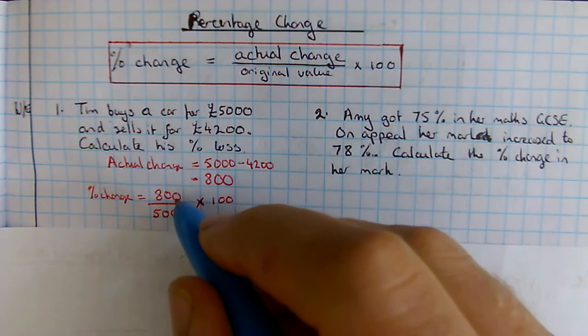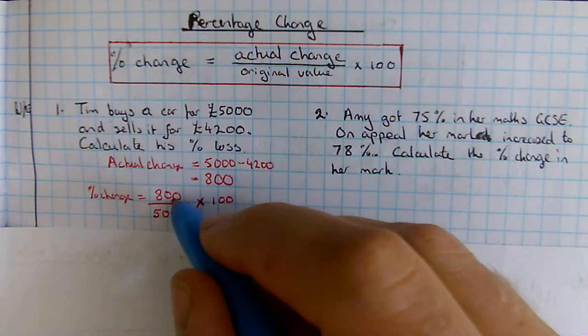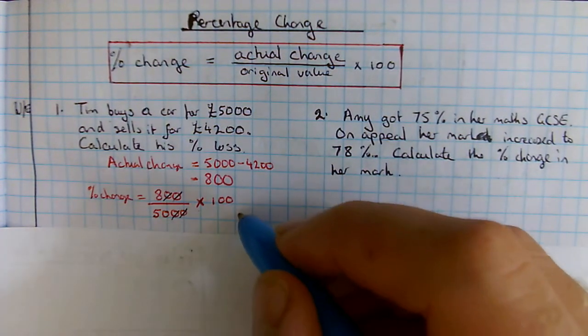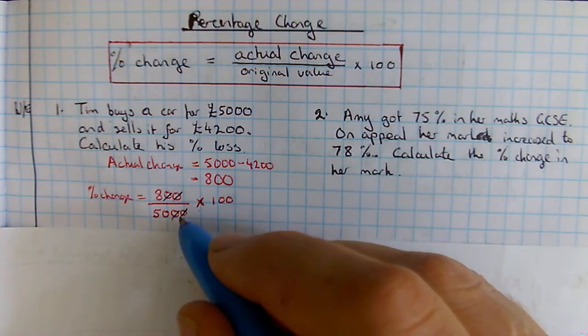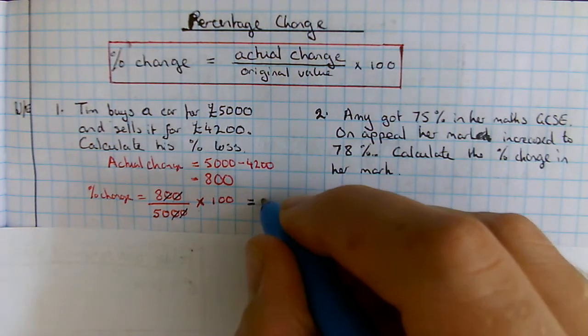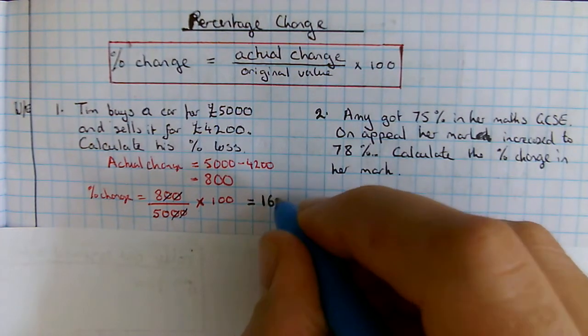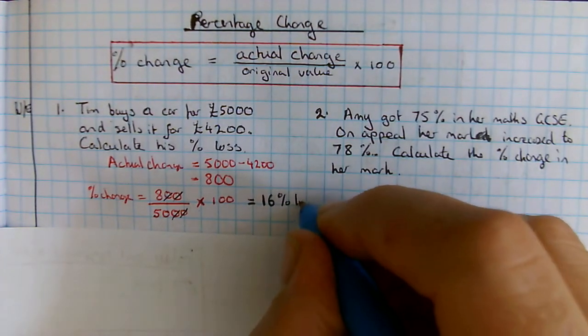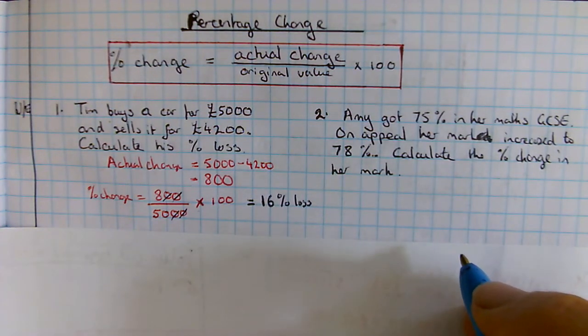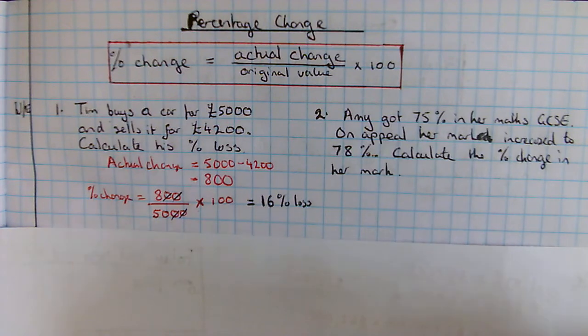Here we can simplify the fraction, both top and bottom divide by 100, so we can cross off the two zeros here. And it's 8/50ths of 100. 100 divided by 50 is 2, times by 8 gives us an answer of 16% loss. So he sells his car for a 16% loss. Let's have a look at the second question.